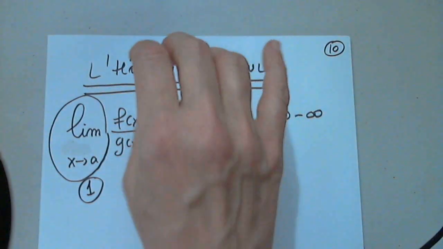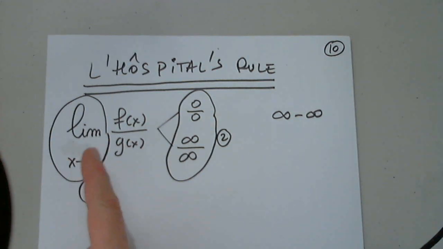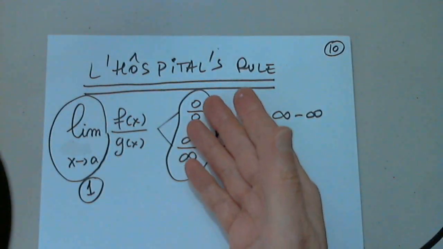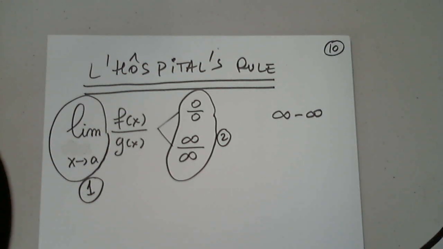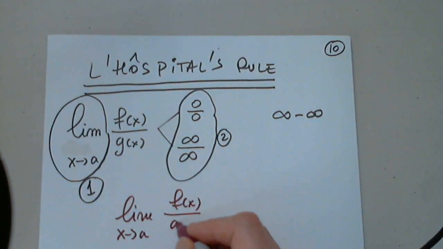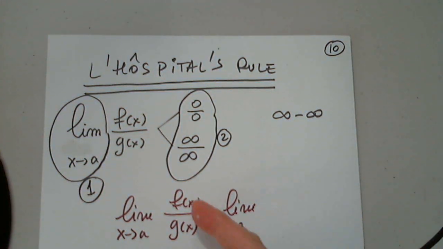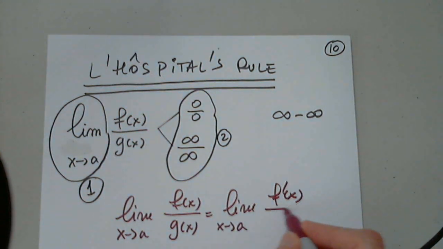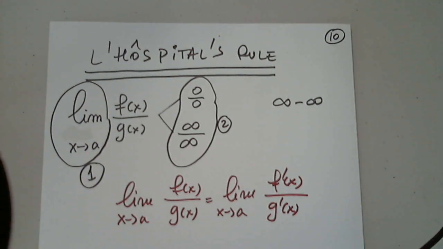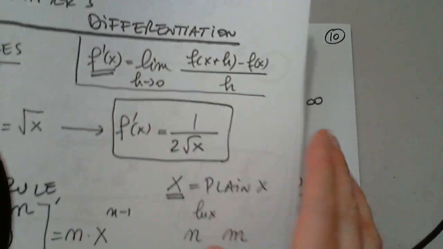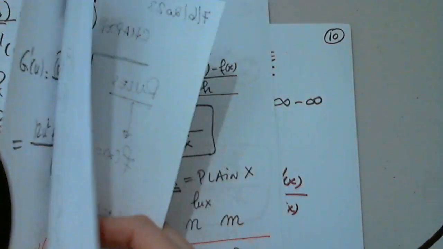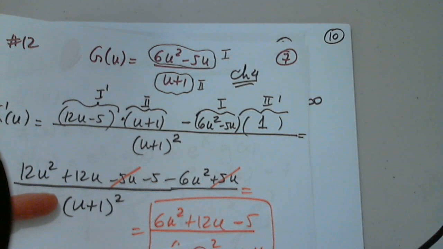So this mathematician showed that if we have a limit of a function and the initial is one or the other, then we can determine the limit as x approaches a of f of x divided by g of x by differentiating the top and differentiating the denominator. So let's stop for a moment, because this is very important, not to be confused with the quotient rule.